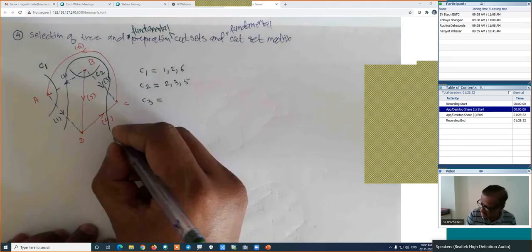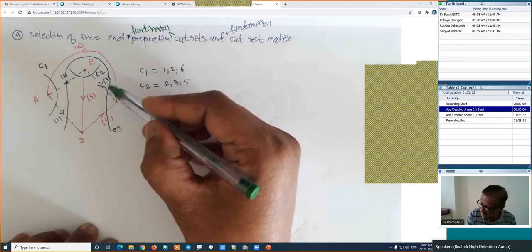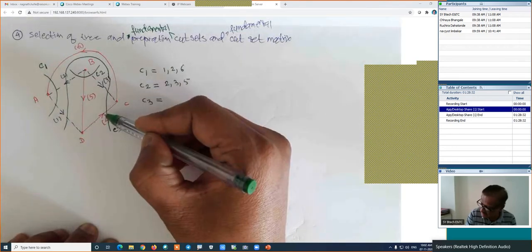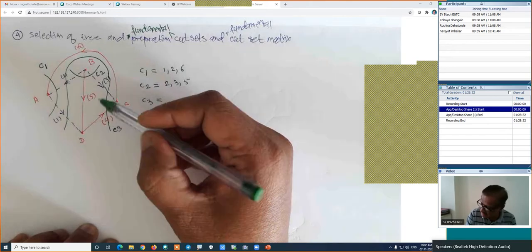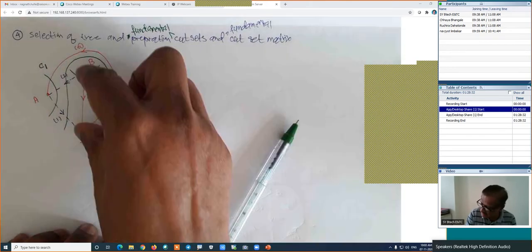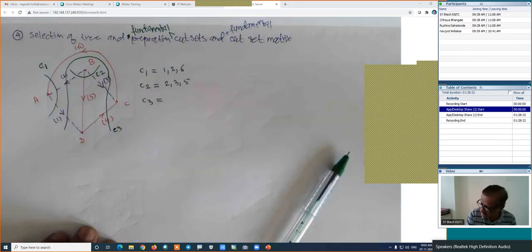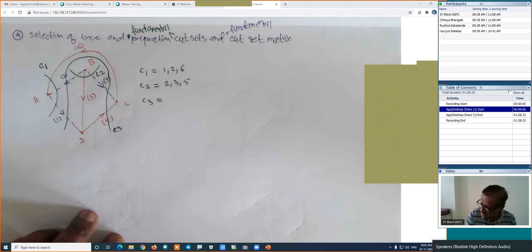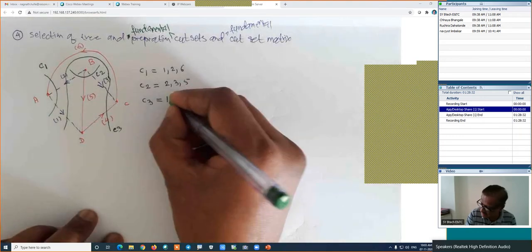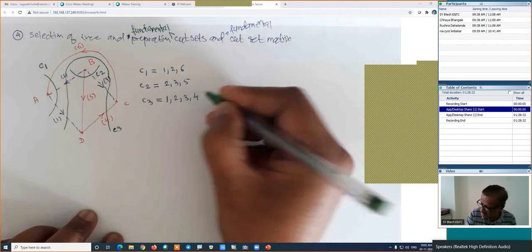This is C3. Now look at, this is co-tree branch, this is co-tree branch, this is co-tree branch, and this is only tree branch. If we are removing 1, 2, 3, 4 branches, we will divide the given figure into two parts. This is one part and this is another part, that I will discuss while drawing its matrix. Is it right? That's why here cut set number 3 will be branch number 1, branch number 2, branch number 3 and branch number 4.